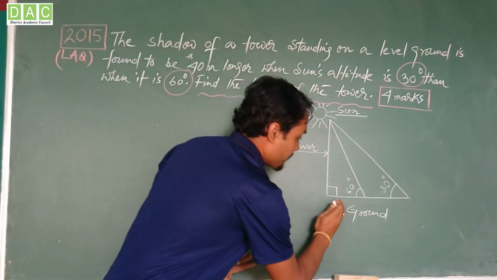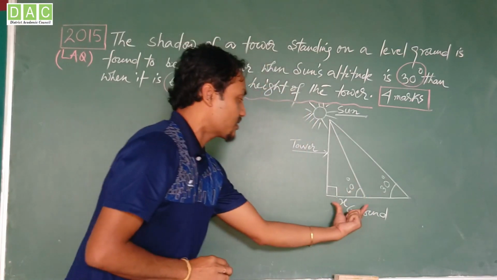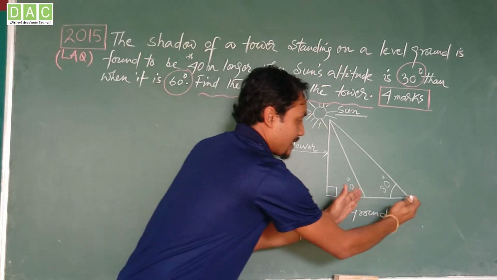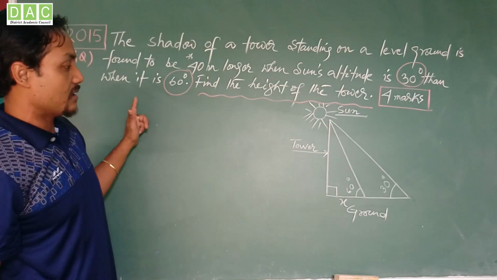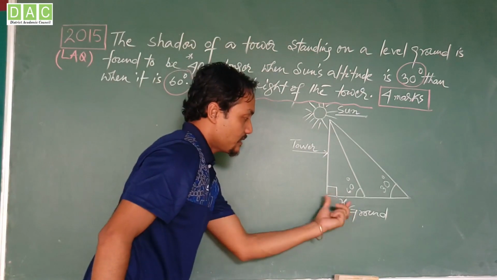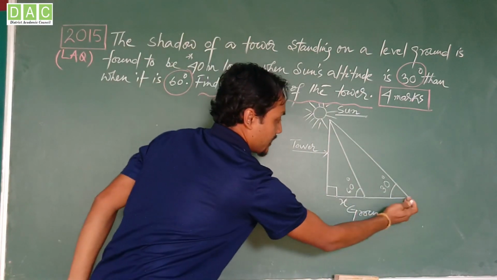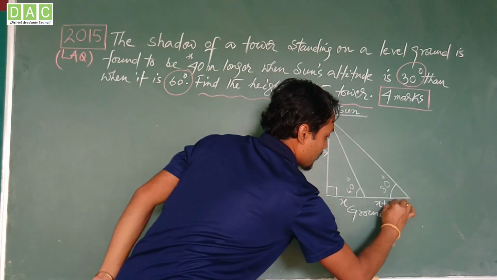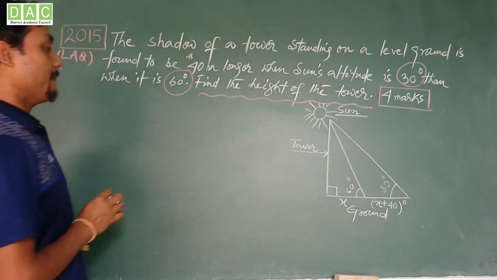That means say this base part is x. If we consider this x, but when the angle is changed to 30 degrees, the shadow of the tower becomes longer. How much longer? 40 meters longer than at 60 degrees. That means the shadow at 60 degrees is x, and when the angle is 30 degrees, it is 40 meters longer than that: x plus 40. This is the complete figure.